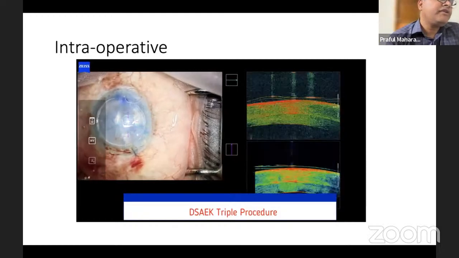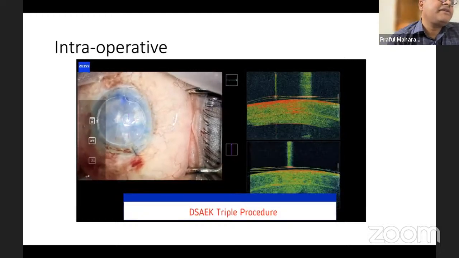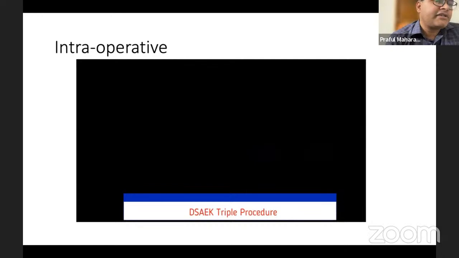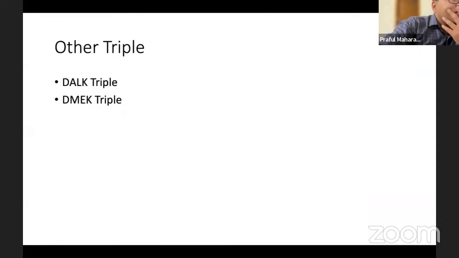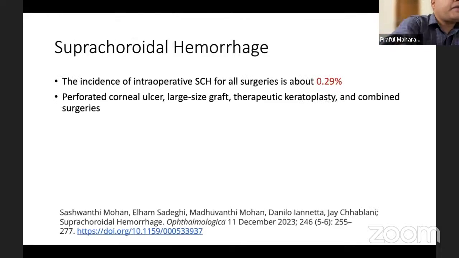So things to remember when you are doing a triple procedure with endothelial keratoplasties, the visibility is the main issue. So use viscoelastic, epithelial debridement. You can reduce the light. You can use endoscopy or chandelier illumination and then complete the fix. Other triples are with DALK and DMEK. DMEK triple is very similar to the DSEK triple that I just showed you. DALK triple, you remove the anterior part, you reach till the Descemet's layer, and then you can do a phacoemulsification.